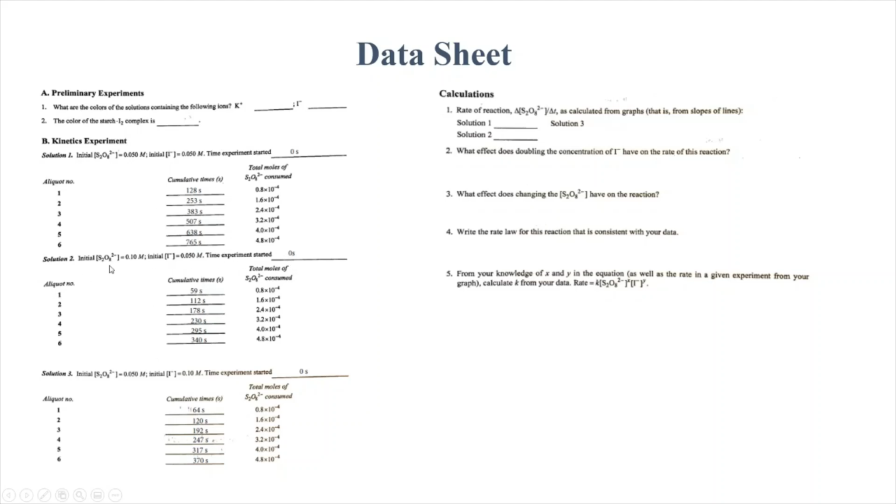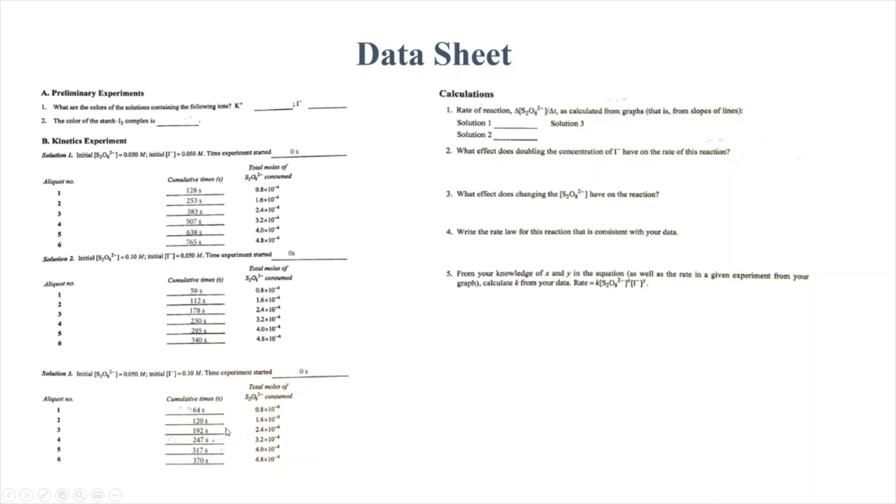So now when we set this up with a slightly higher concentration of S2O8, you'll notice that the reaction speeds up a little bit. It goes from 128 seconds for the first color change down to 59 seconds. And that makes sense. We have a slightly higher concentration of one of the reactants. And the same thing is the case when we have a slightly higher concentration of I minus. We have 64 seconds here instead of 128 seconds there. So you can see that increasing the concentration has an effect on these rates.